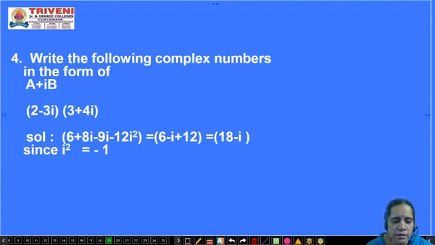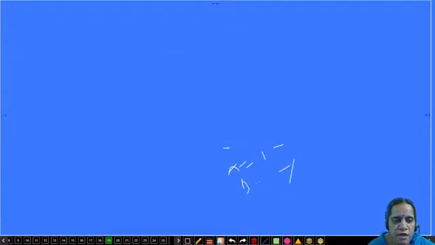2 into 3 plus 2 into 4i plus 3i into 3 plus 3i into 4i, that is 12i squared. The value of i squared we have to put here: i squared is equal to minus 1. Substituting here, minus becomes plus, so 6 plus 12 and so on, giving 6 plus 12 is 18, and the imaginary part 8i minus 9i is minus i. So 18 minus i. The complex number is in the form a plus ib, where a is 18 and b is equal to minus 1. Like this we have to write here.